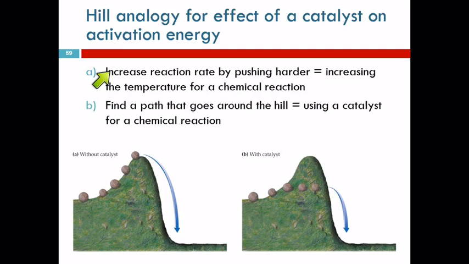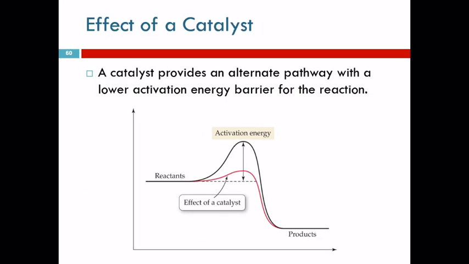Increasing the reaction rate by pushing harder is equivalent to increasing the temperature. Well, we can make it go faster just by working much harder. Yeah, you can do that. Or we could take the easy way and just find an easier path. That's the equivalent of using a catalyst for a chemical reaction. So in this energy diagram, the effect of a catalyst is lowering this hump that we have to get over to get to the products.